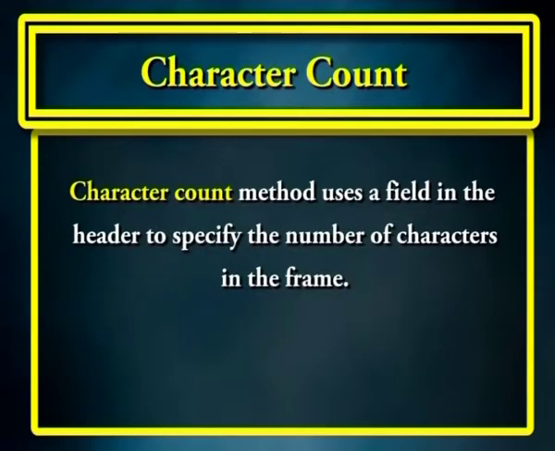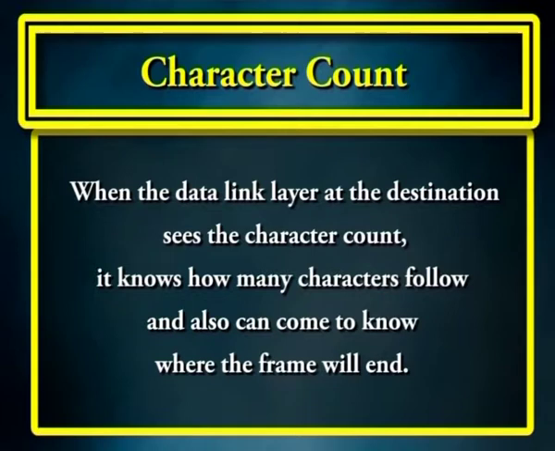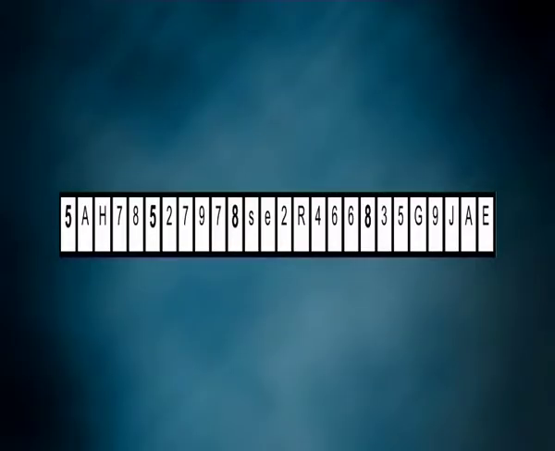The first framing method, that is the character count method, uses a field in the header to specify the number of characters in the frame. When the data link layer at the destination sees the character count, it knows how many characters follow and also can come to know where the frame will end. Please look at the figure. There are 4 frames in this figure with sizes 5, 5, 8 and 8. As you can see, the first frame has data A, H, 7 and 8.